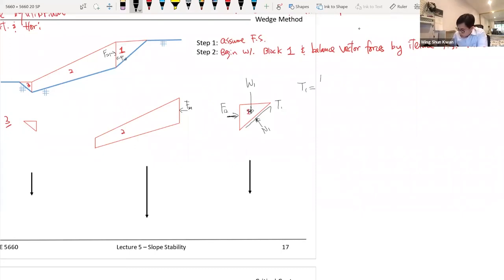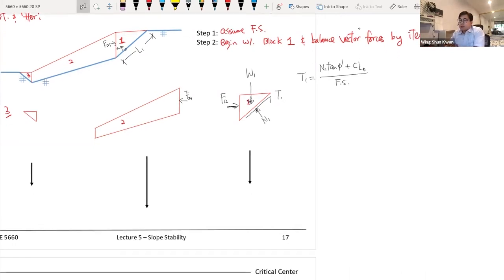This equals N1, the normal stress, times the tangent of the friction angle, plus the cohesion times the length. So this is length 1, and then divided by the factor of safety. So you need to assume the factor of safety to start with. You assume one factor of safety first, and then see what you have.